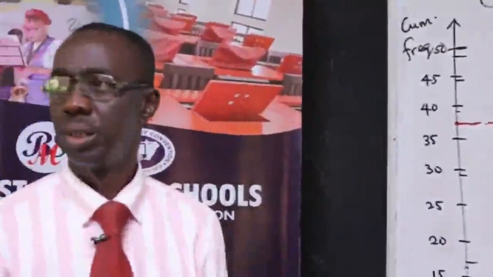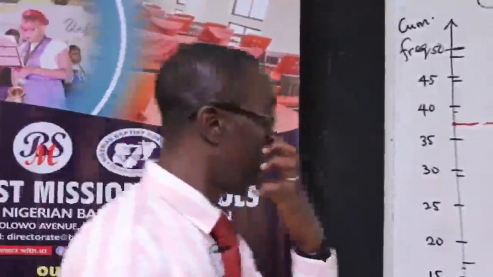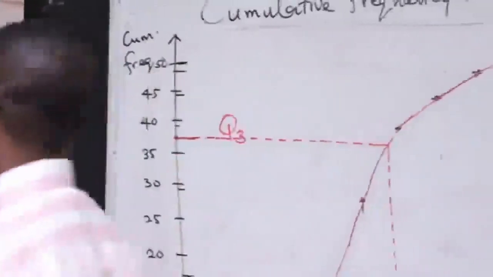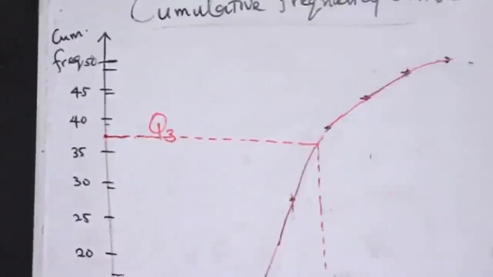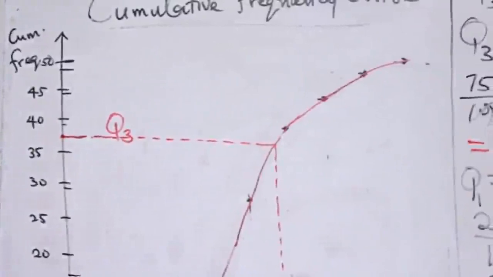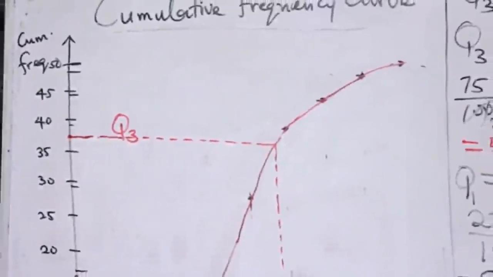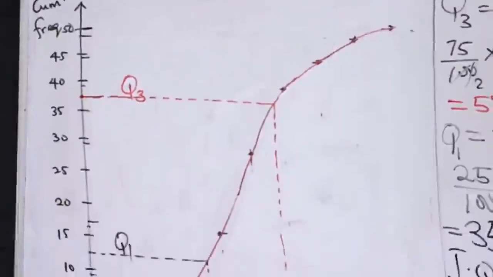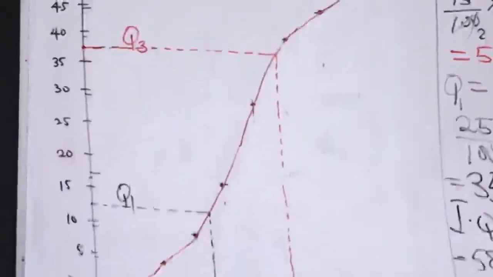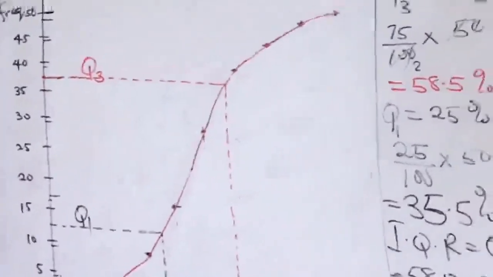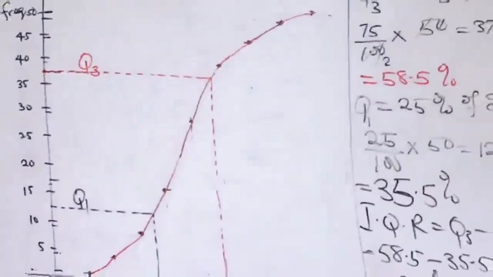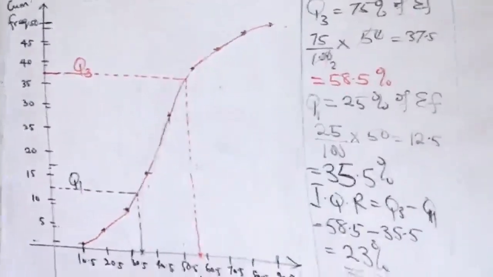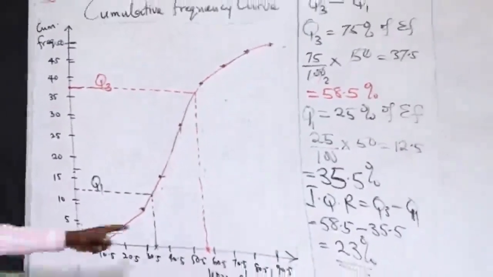Yes. Percentage of students who score more than 66%. Where do we have percentage? Where do you have 66% here? Is it on the y-axis or on the x-axis? What are they asking you to get? Number of students. It is the number that you turn to percentage now. Yes or no? How many students are there? 50. Thank you.